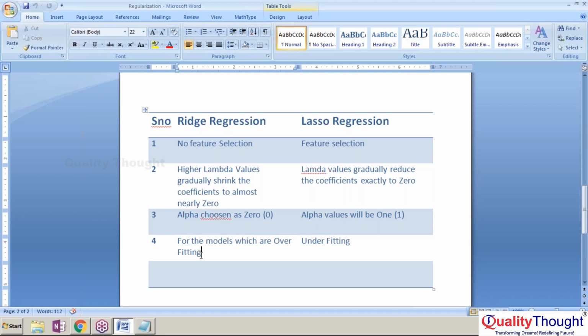For the models which are all overfitting, we will use the ridge regression. And for the models which are all underfitting, we will use the lasso regression. Are you all good, guys? Why? Because this is a very important concept. Here at this point of time, we need to understand the concept. If we don't understand the concept, there is no meaning of making out this part well.